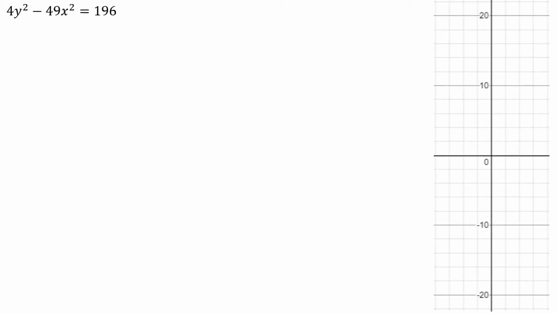Okay, so let's take a look at an example where the y squared is positive. Uh-oh, I don't see equals 1. I've got 4y squared minus 49x squared equals 196. I really need to have a 1 on the right-hand side of that equation. So to accomplish this, I'll need to divide everything by 196.